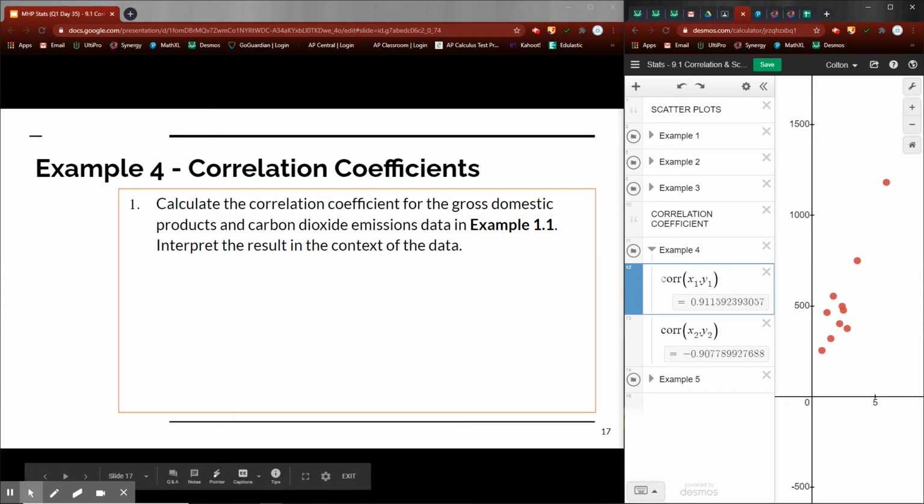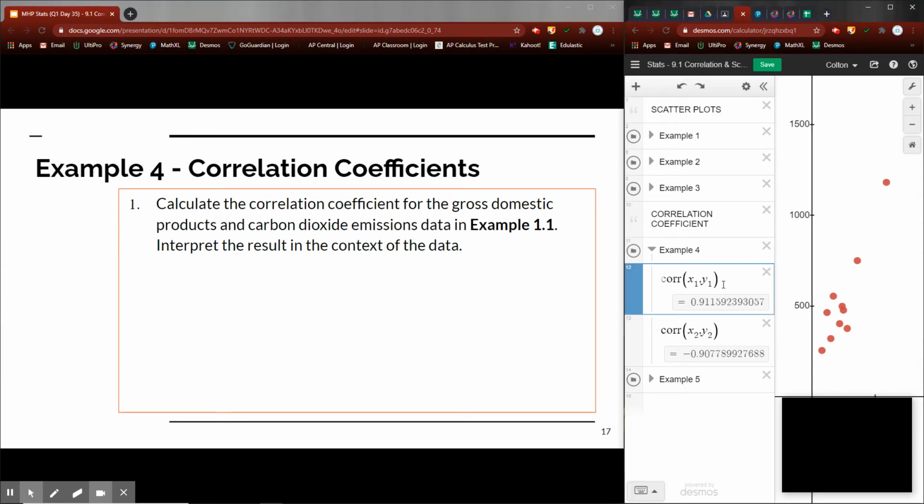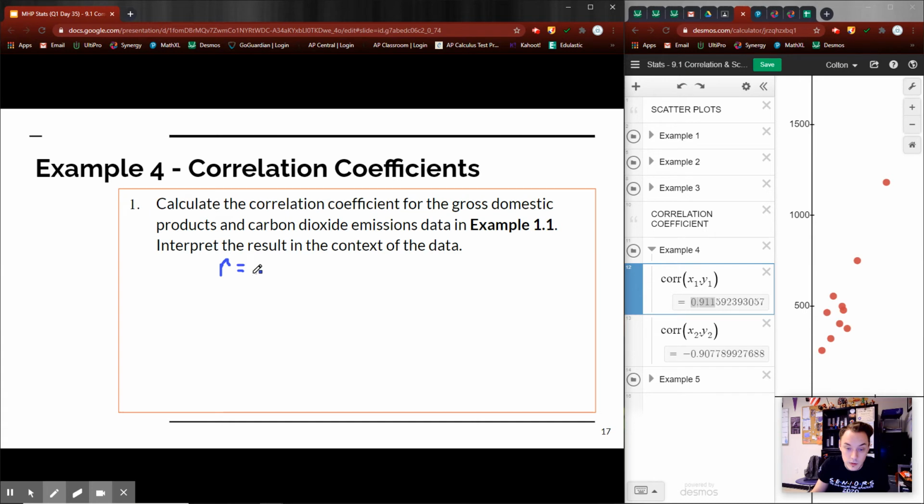Does that make sense? Now I can actually see this to be the case. Look. What is my correlation coefficient? It is literally that number. So my correlation coefficient, my R, equals 0.912.